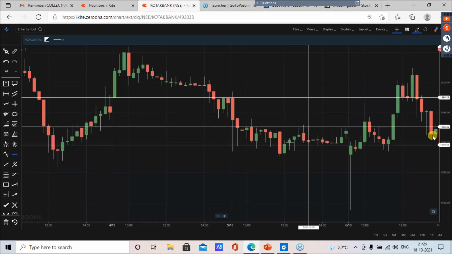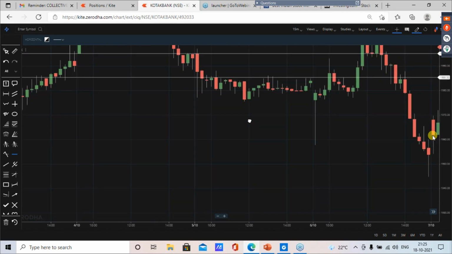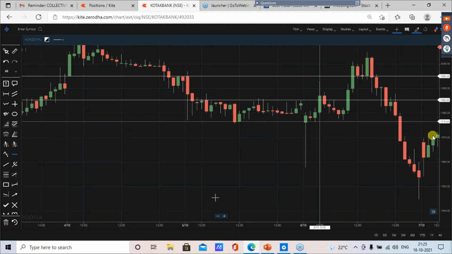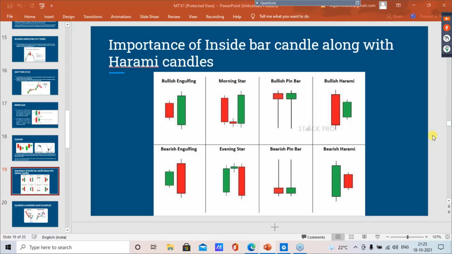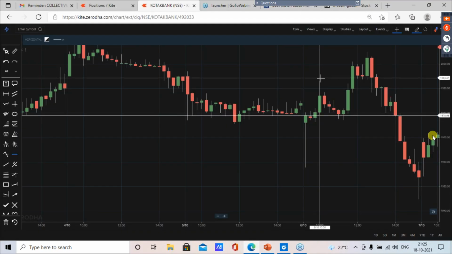Today I'll be sharing a few of the screeners. So this might not be a perfect textbook example, but still the functionality remains the same.